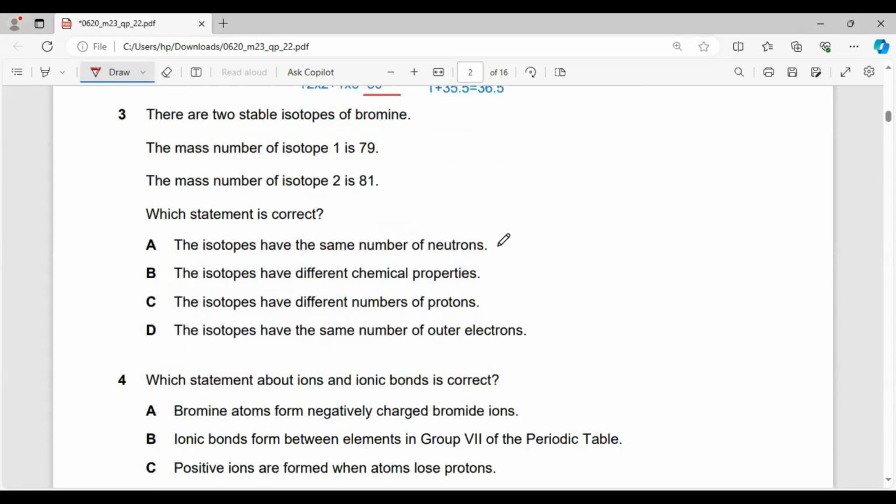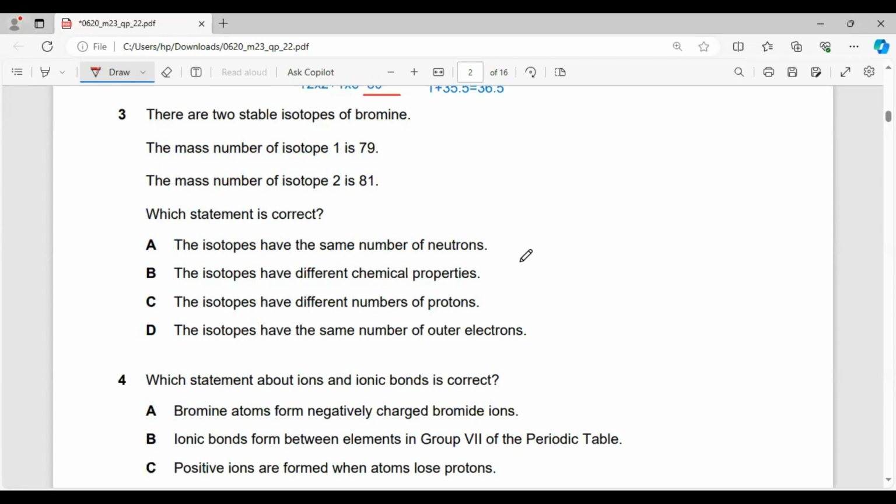There are two stable isotopes of bromine. The mass number of isotope 1 is 79. The mass number of isotope 2 is 81. Which statement is correct? The isotopes have the same number of neutrons. The isotopes have different chemical properties. The isotopes have a different number of protons. The isotopes have the same number of outer electrons.